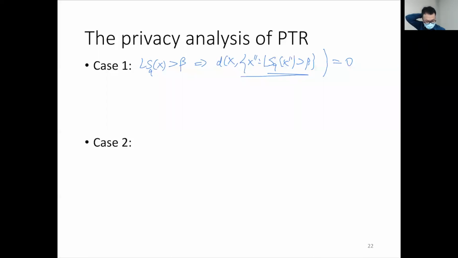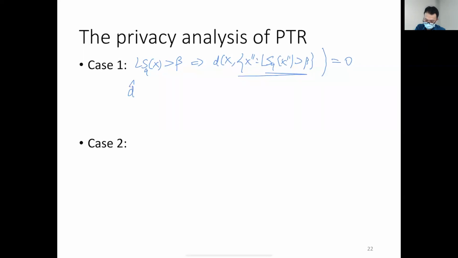Now d hat will then be just 0 plus this Laplace noise of scale 1 over epsilon. Using the fact that this function again is one-sensitive, and using the tail bound of the Laplace random variable, we know that the probability that d hat of X is larger than log(1/delta) over epsilon is, by the standard tail bound for a Laplace random variable, equal to delta. Actually it is smaller than delta, because it's one-sided.